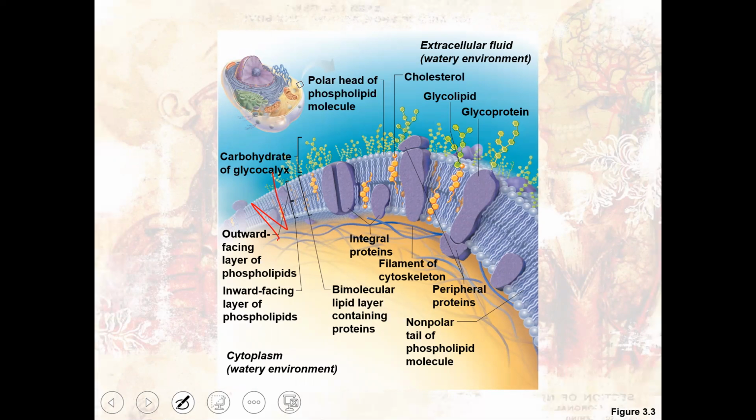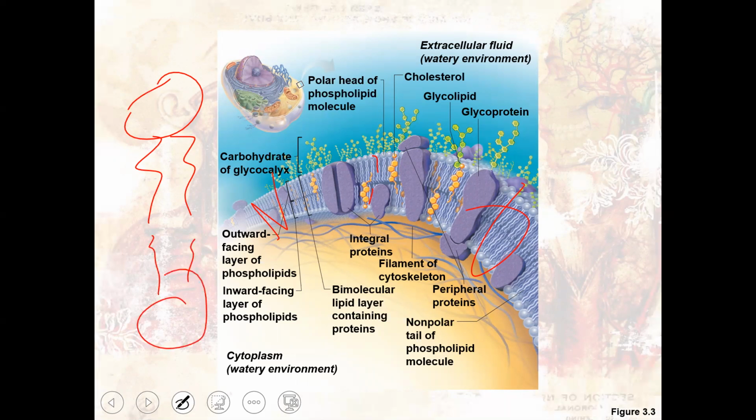Expert at PowerPointing. So we have our phospholipids there. It's called a phospholipid bilayer because they're back to back. A phospholipid looks like this. We have a phosphate head and two fatty acid tails, and we have this bilayer structure like this. So they're back to back.